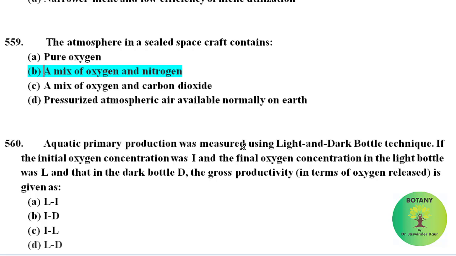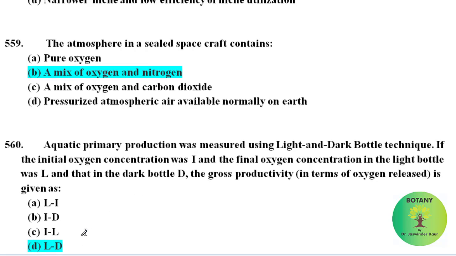Aquatic primary production was measured using the light and dark bottle technique. If the initial oxygen concentration was I, and the final oxygen concentration in the light bottle was L and that in the dark bottle was D, the gross productivity in terms of oxygen release is given as L minus D, that is the concentration of oxygen in the light bottle minus the concentration of oxygen in the dark bottle.